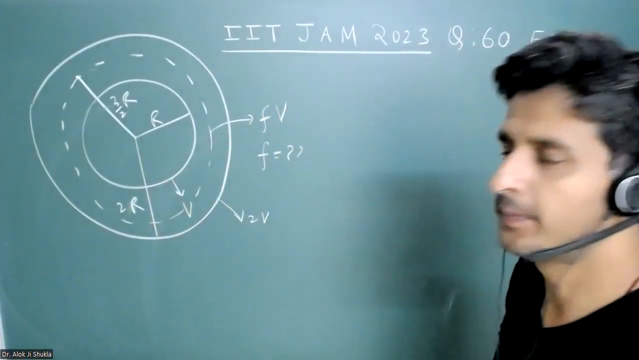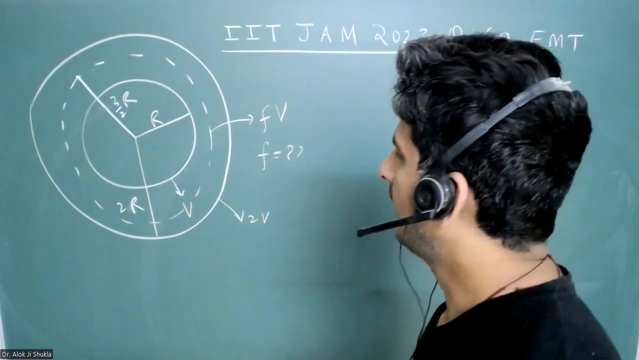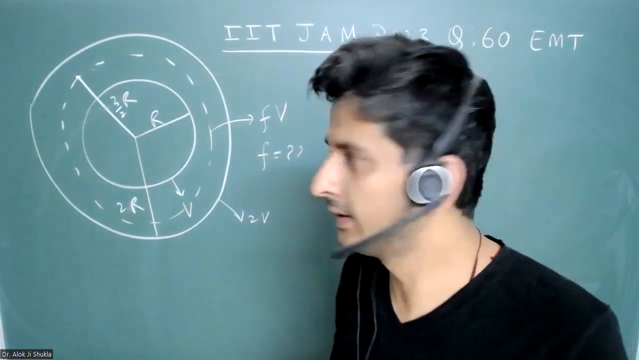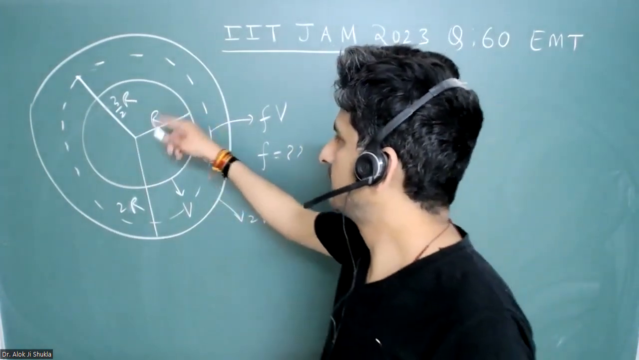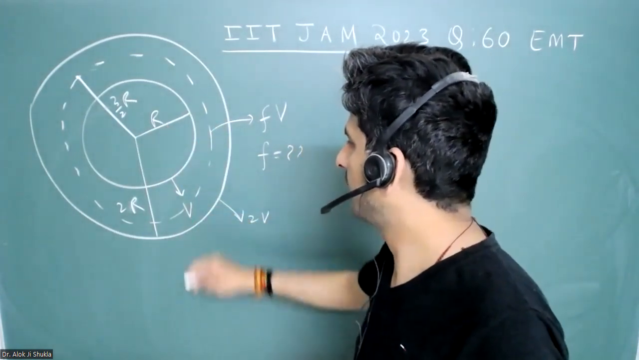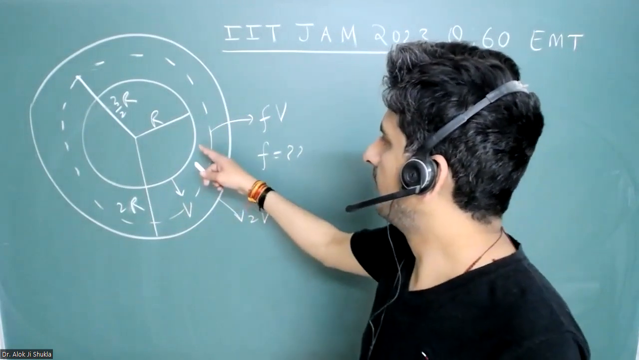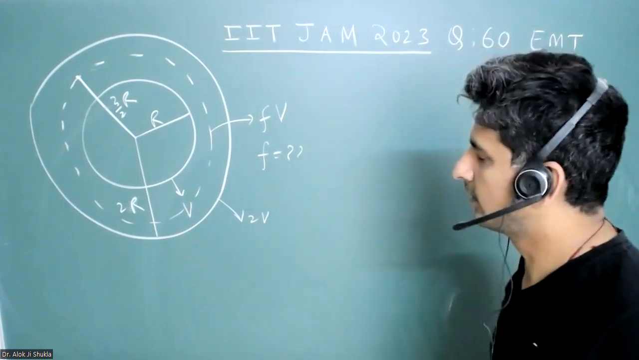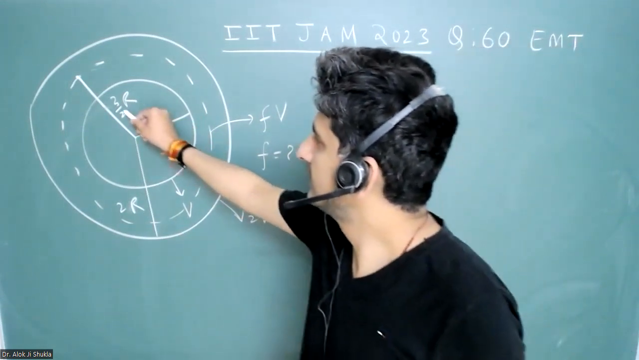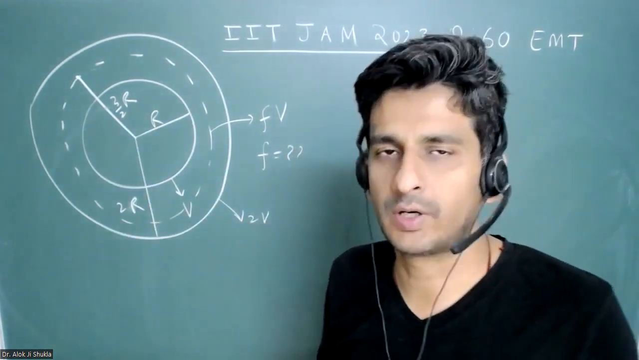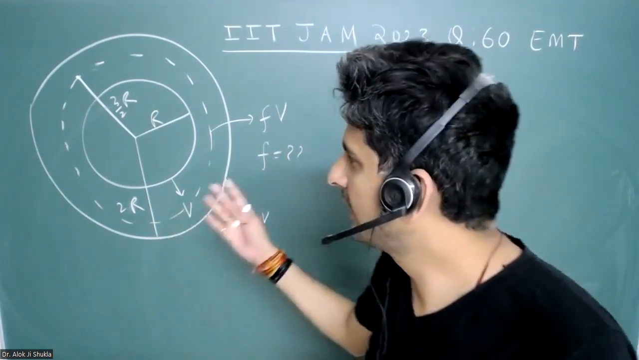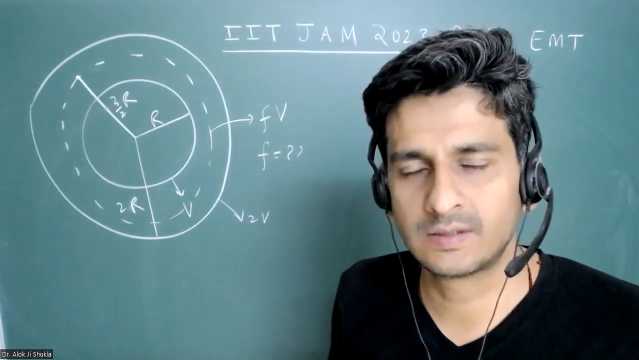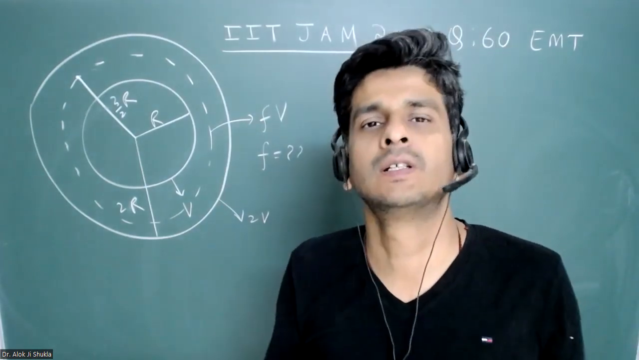This is a question from electromagnetic theory. A conducting sphere of radius r, it is a shell actually, is held at potential V, and when this radius becomes 2r, it is 2V. At a distance 3 by 2r, what is the potential they have asked? You can clearly see that no free charge is given, just the potentials are given.